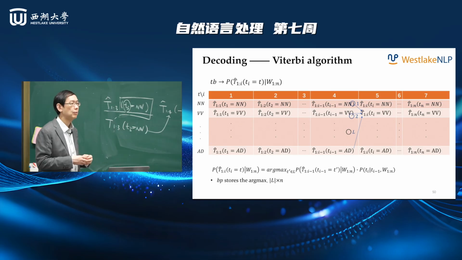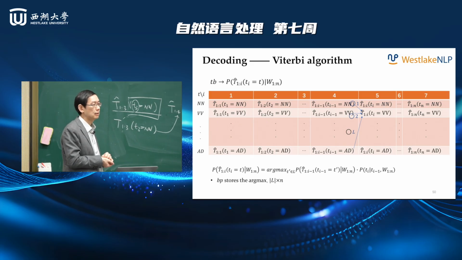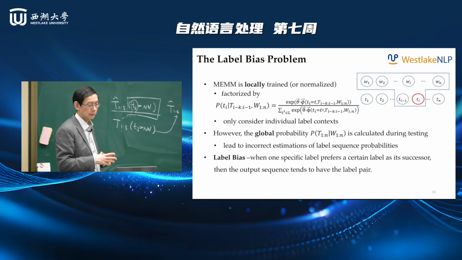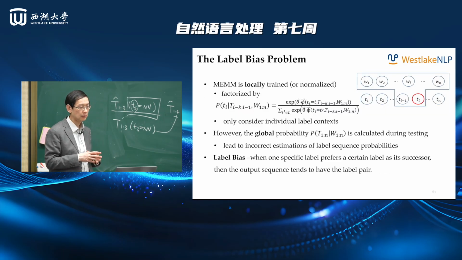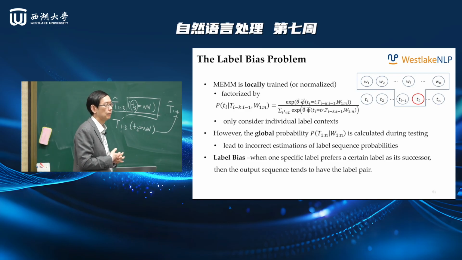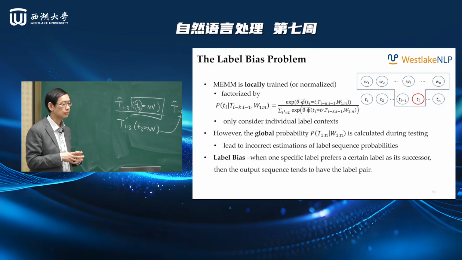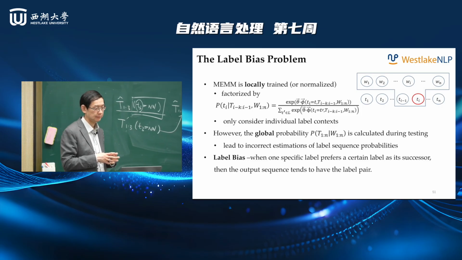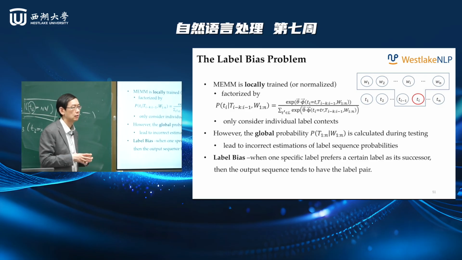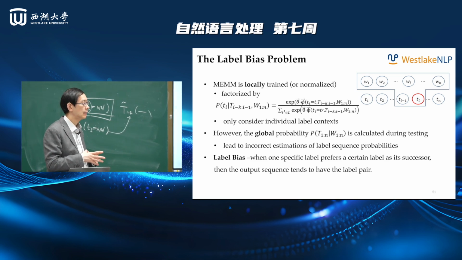All right, so MEMM is strongly competitive with HMM, but that's not the end of my story today. I'm telling you that there is a bug in MEMM, which also means that there is a bug in HMM. What is it? There's sort of a discrepancy between the training scenario and the testing scenario.